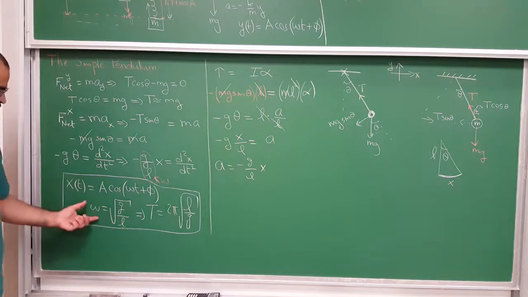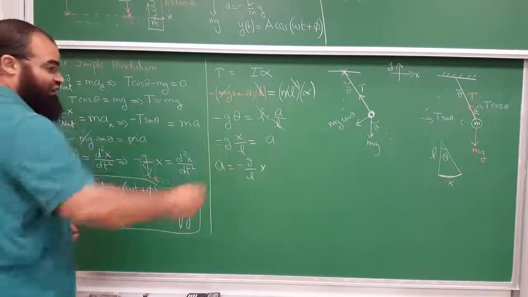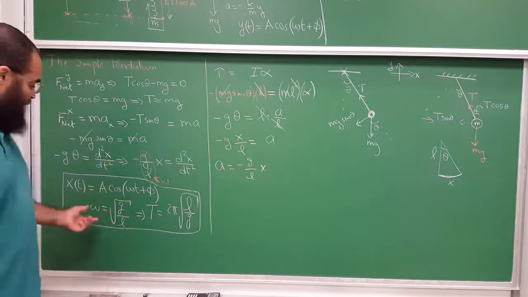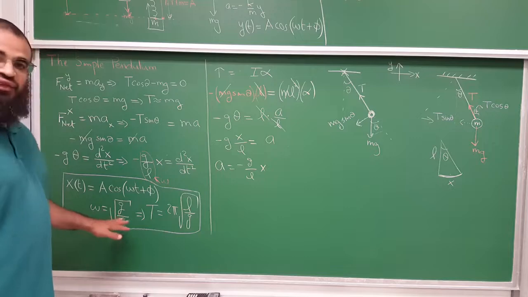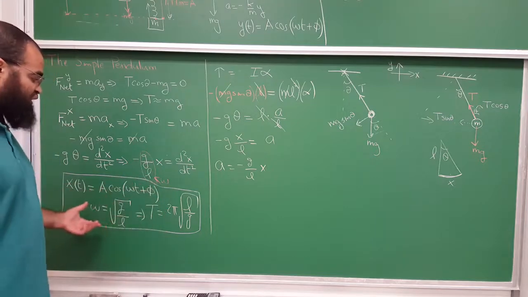Omega is the square root of g over L. You see, the frequency depends only on g and L. It doesn't depend on how far you pull it, provided that the angle is small enough. If the angle is large, then actually omega is a function of theta also. So it's not like the spring. The spring was exact, but this is an approximation. We have to use approximation.